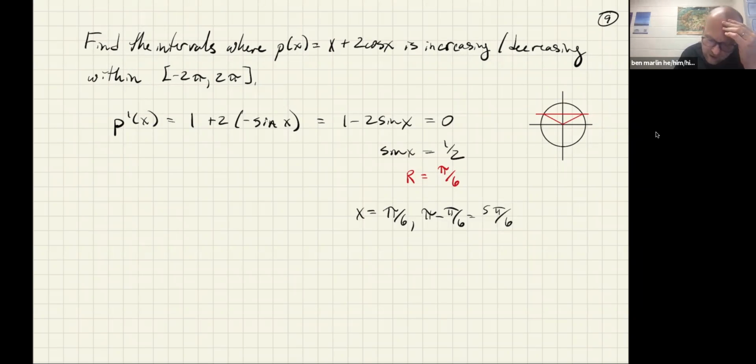Now, to figure out where to test things, I'm going to make kind of a long line there and put minus 2 pi down here and 0 here and 2 pi here. So we know that we need to have something at pi over 6 and something here at 5 pi over 6.